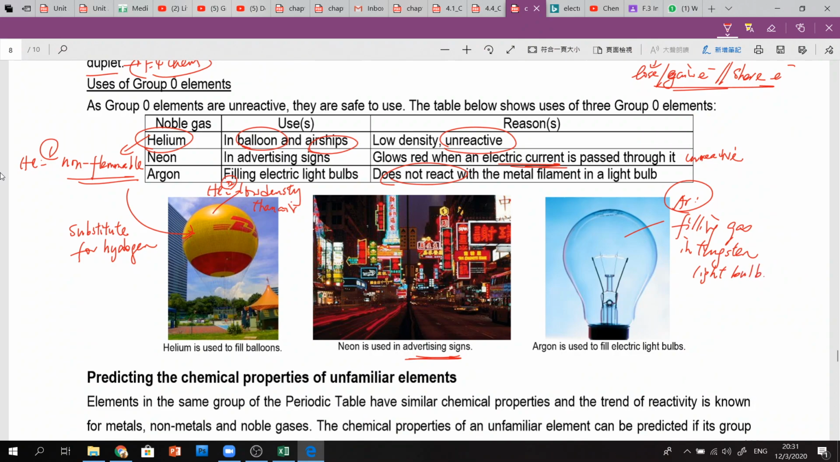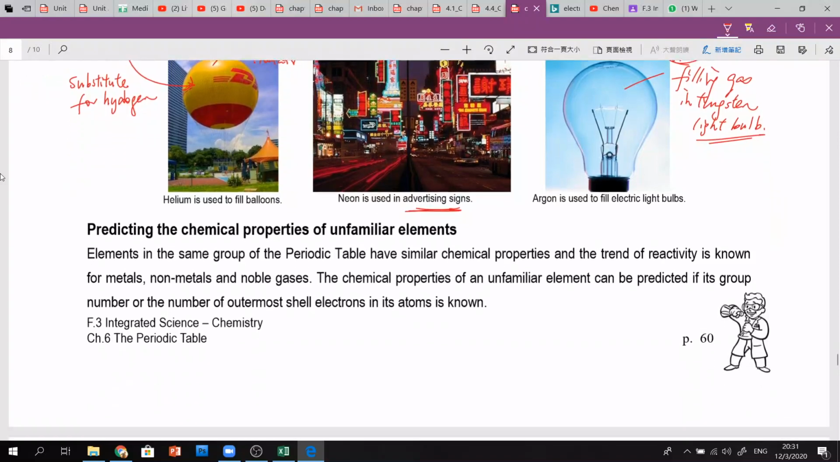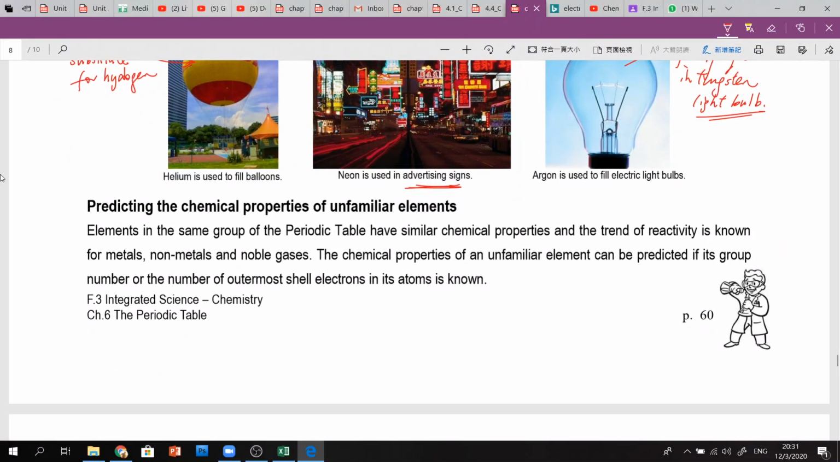So nowadays, you know that we will seldom use tungsten light bulbs. We use LED or fluorescent light bulbs. Okay, it's quite different. Because of the similarity in the chemical properties of those elements, we can use it to predict some other unknown, unfamiliar elements based on the common chemical properties which they share. And I use this for you to predict which group those unknown or unfamiliar elements belong to.